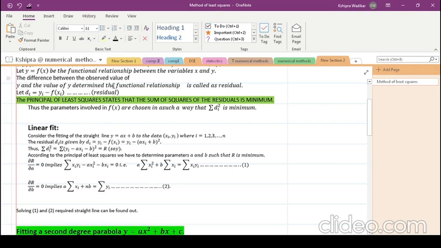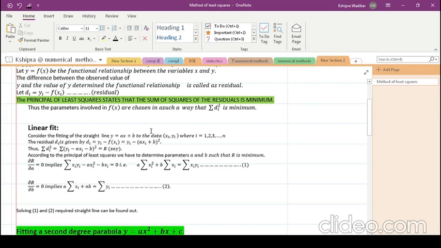What is the residual? The difference between the observed value of y and the value of y determined by the functional relationship. So the residual is defined as yi minus f of xi. We will call it di. Then the principle of least squares states that the sum of squares of the residuals is minimum. So the parameters involved in f(x) are chosen in such a way that summation di square is minimum.